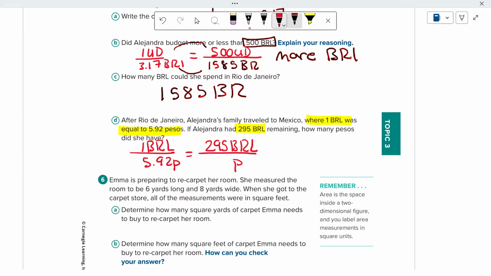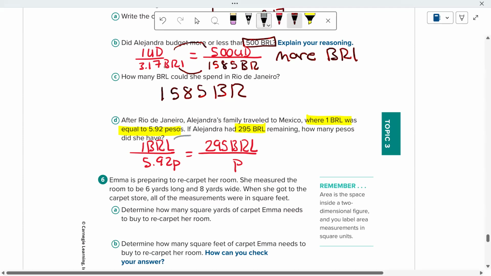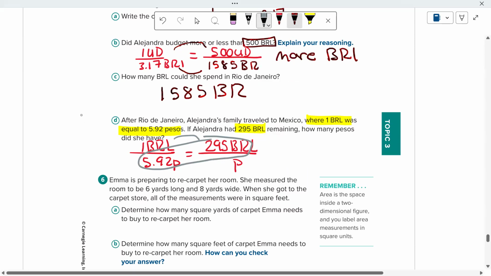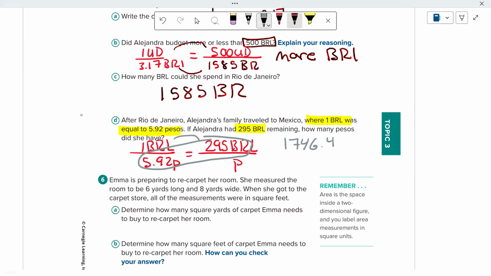What's going on with my computer, y'all? So once again, you could multiply, do the scale up, scale down, or you could cross multiply. That is up to you, whatever way you want to do it. Like I said, the computer is clearly being weird. My calculator's being weird. 1746.40 is what I got. Pesos. That's how many pesos she'll have.